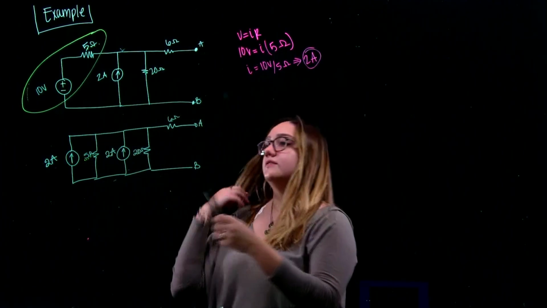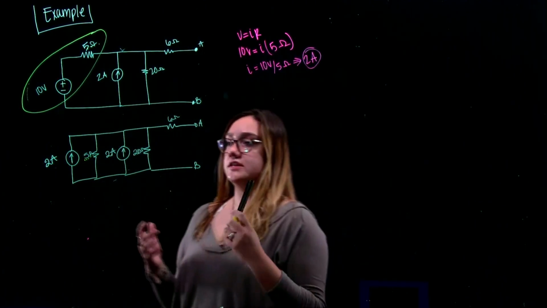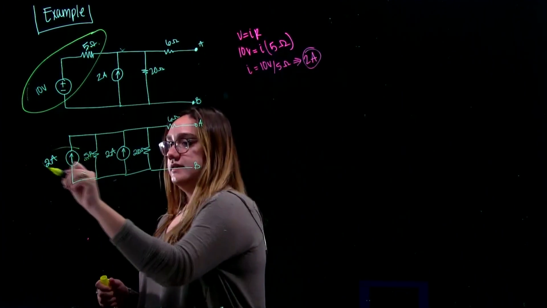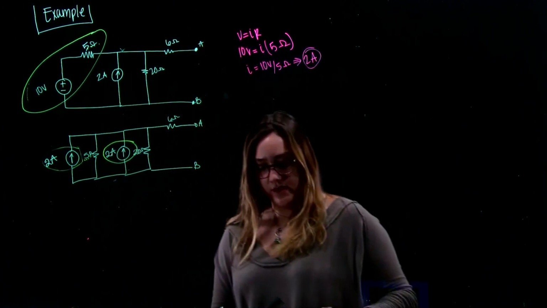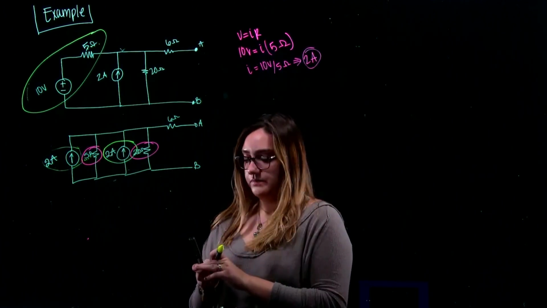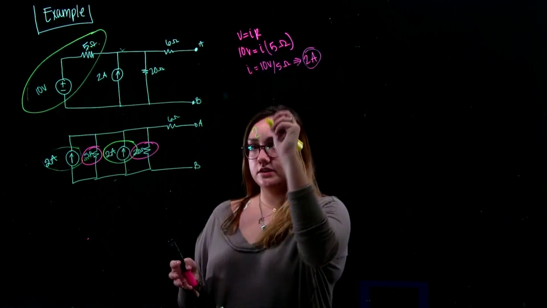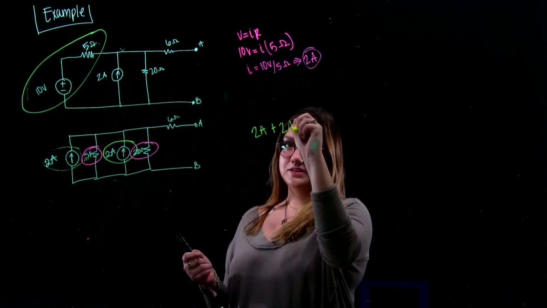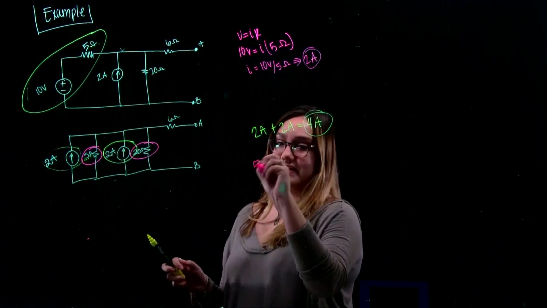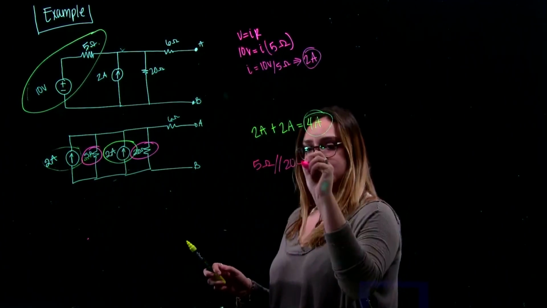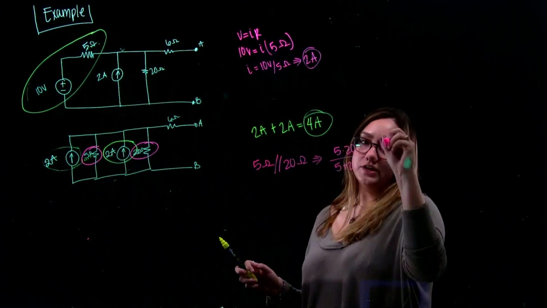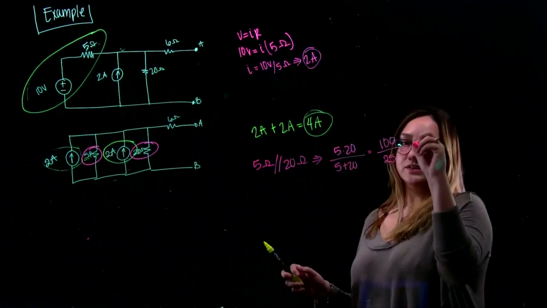And so going forward from this point, the next way you can solve it is you can actually now combine these two sources and also combine these two resistors that are in parallel. So that's what we're going to do. We're going to combine this one, as well as this one, and this one. Since they're both sources of current, it's going to be 2 amps plus 2 amps, which is 4 amps. And then your resistors are in parallel, so you have 5 ohms in parallel with 20 ohms, which will give you 5 times 20 over 5 plus 20, which is 100 over 25, which is 4 ohms.